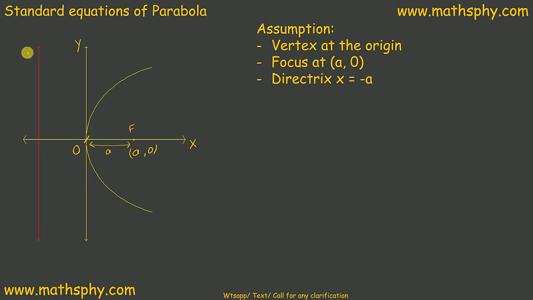This is my directrix, this red line, let's take it as L. This is the vertical line. I say directrix x equals to negative a, means this line here is x equals to negative a. Since this is a vertical line, in case of a vertical line, for all the y values, x value will remain same. Here this point is negative a. It means equation of this line would be x equals to negative a.